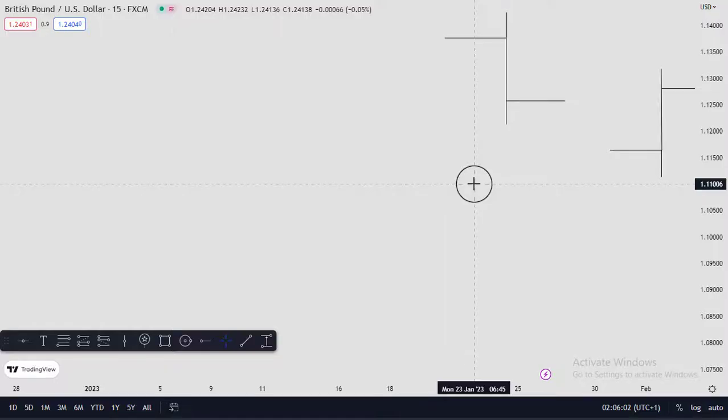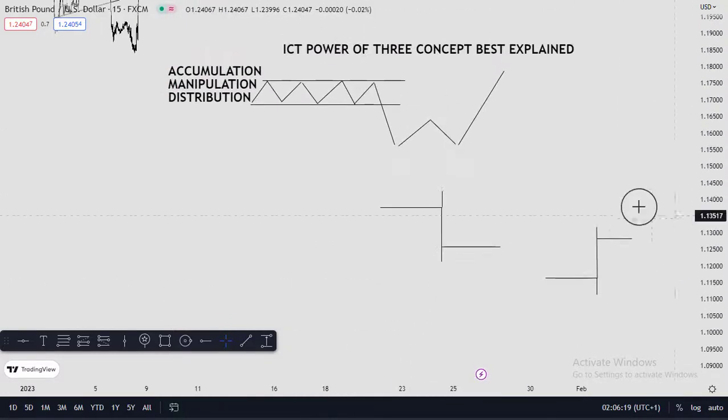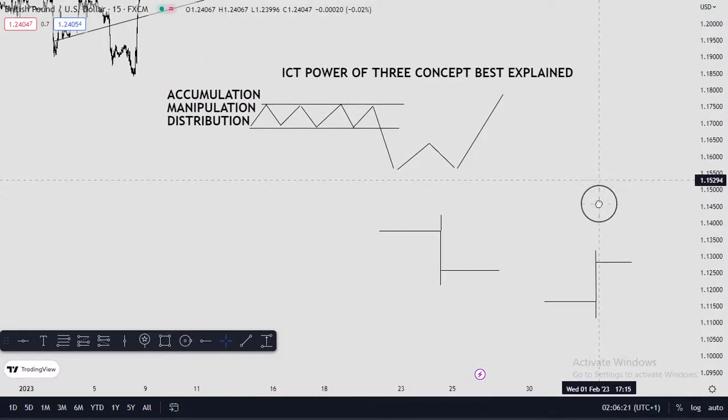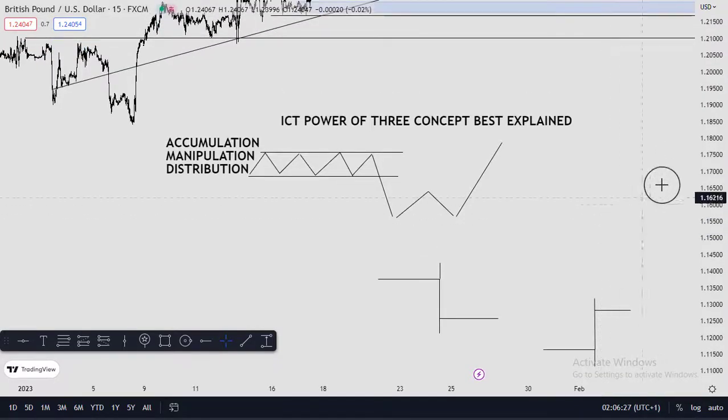But two things you should take note of is that we need to see the institutions create a price leg that manipulates or induces the retail trader to take the opposite side of the market before London or prior to the London session, and then in London we need to see them create the true price leg that takes us into the draw on liquidity for the day or for the week, which could be a buy side liquidity or sell side liquidity residing above or below the marketplace. This is what the power of three concept is all about.